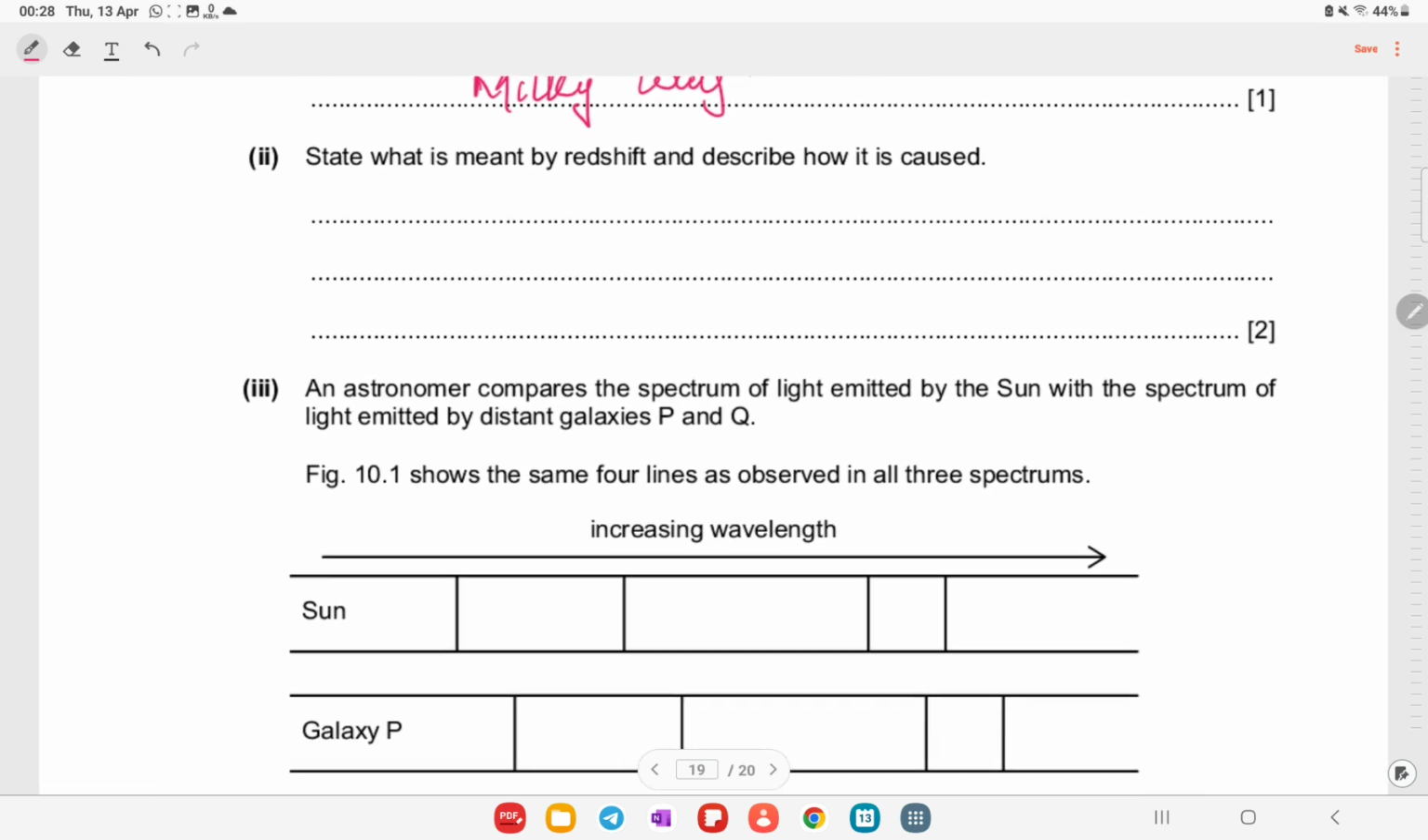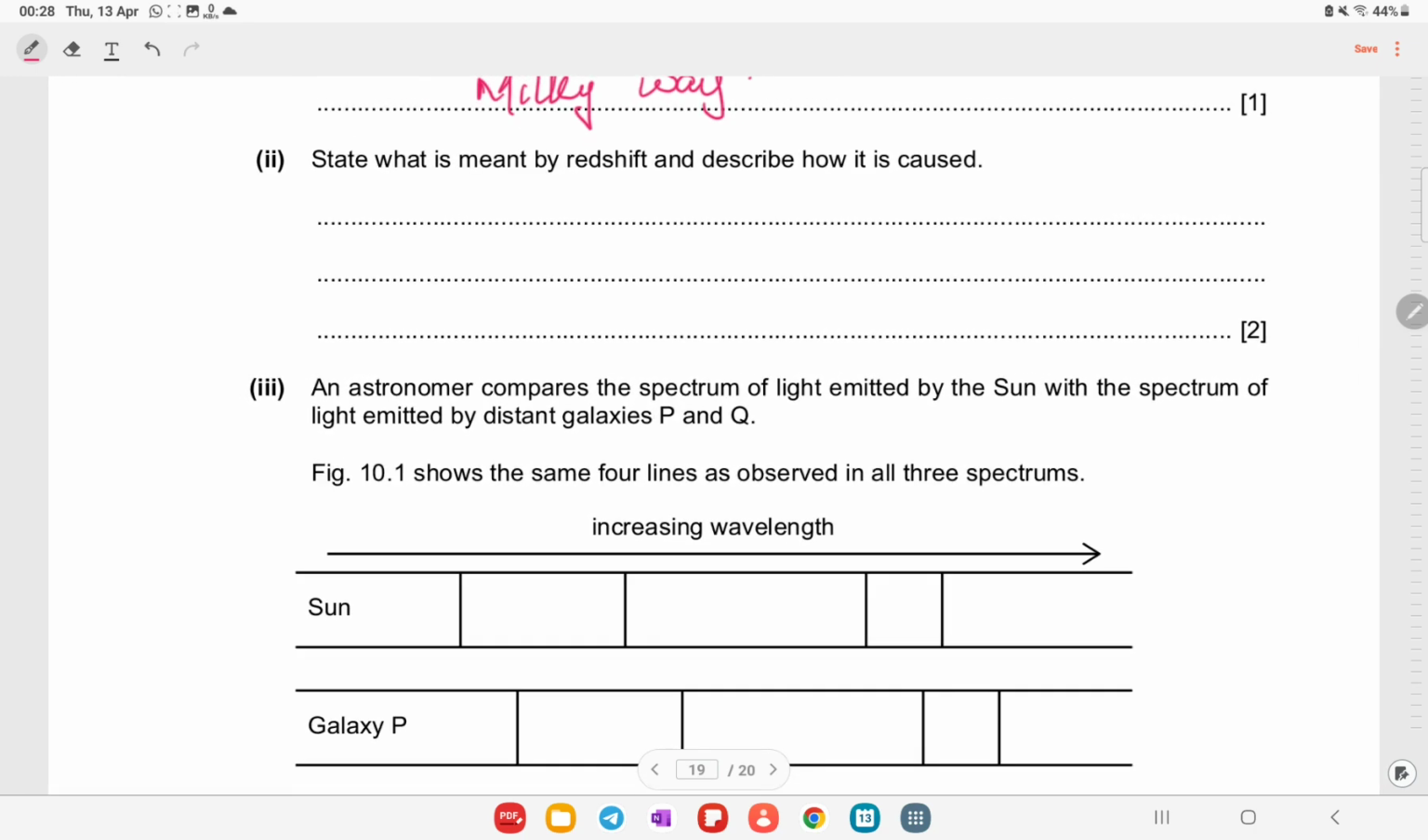State what is meant by redshift and describe how it is caused. So whenever there is a redshift, there will be an increase in wavelength. There is going to be a decrease in frequency and photon energy of electromagnetic radiation. So this is what happens in redshift.